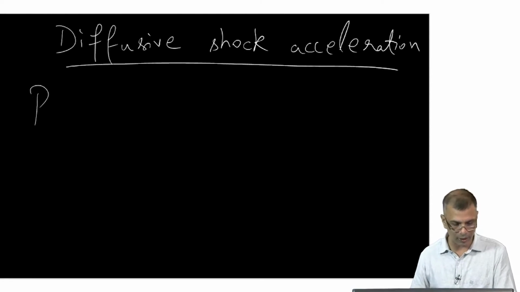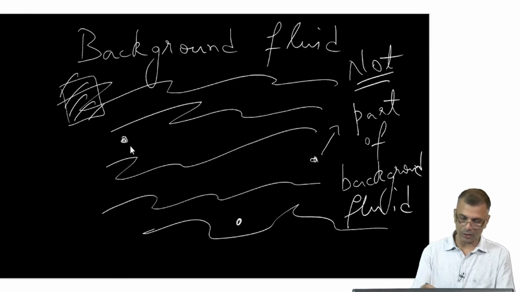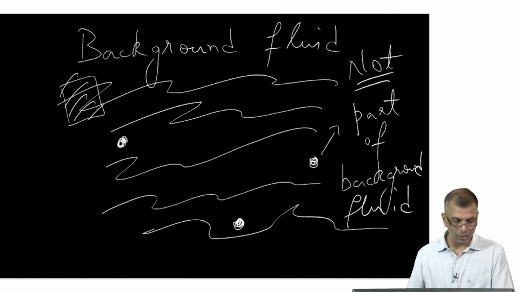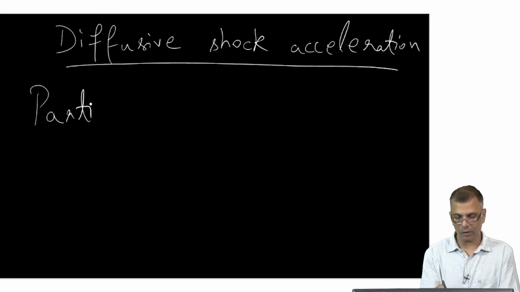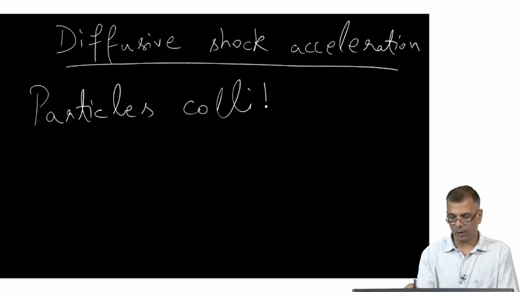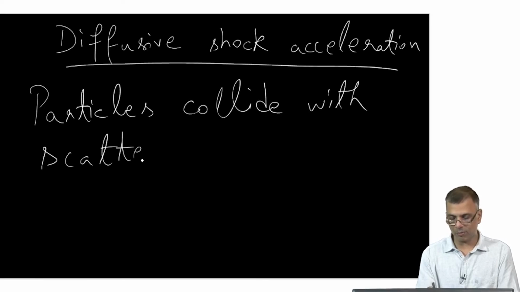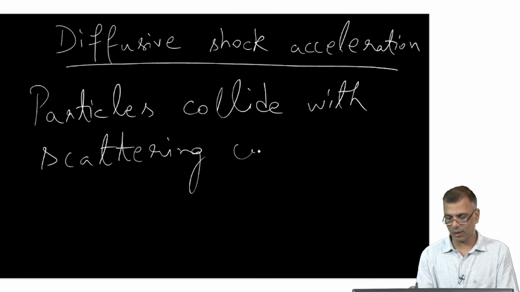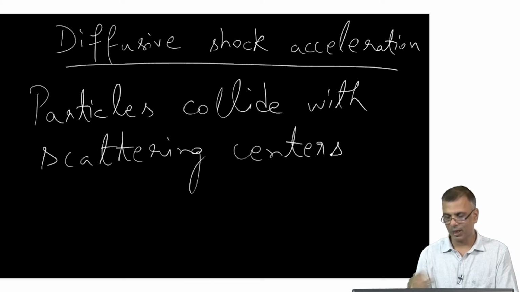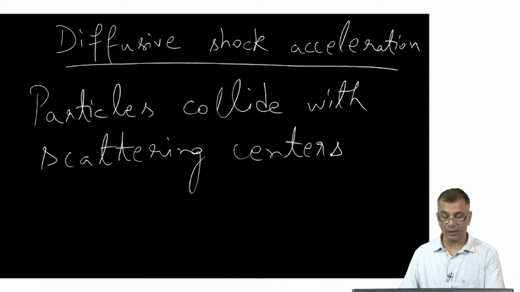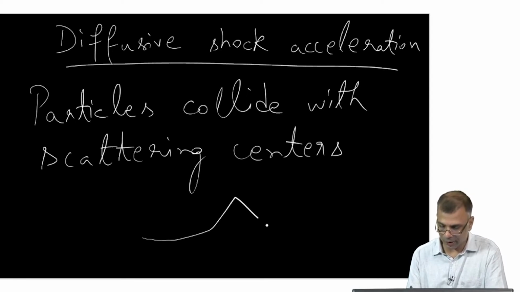The particles, these large ones, let me write this down. So these particles collide with scattering centers, and the concept of these scattering centers is a little vague, I must say. What could the scattering centers be? Well, for instance, these scattering centers could be kinks in the magnetic field. So consider a magnetic field like this, which suddenly has a kink here.